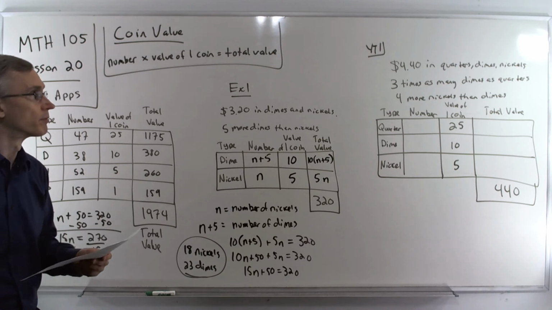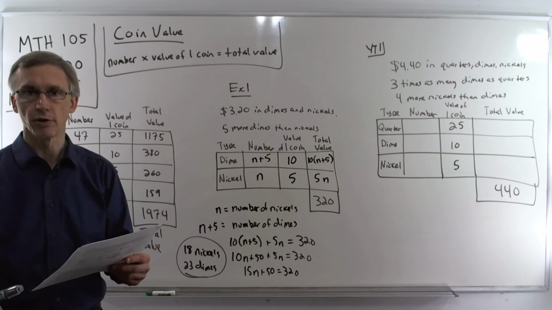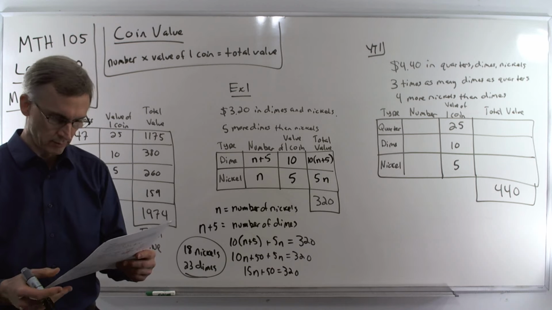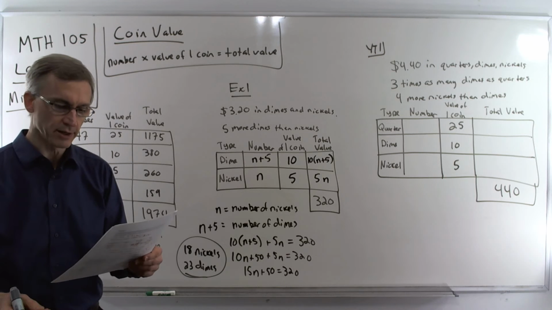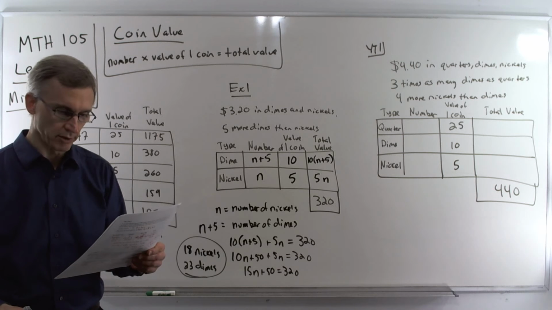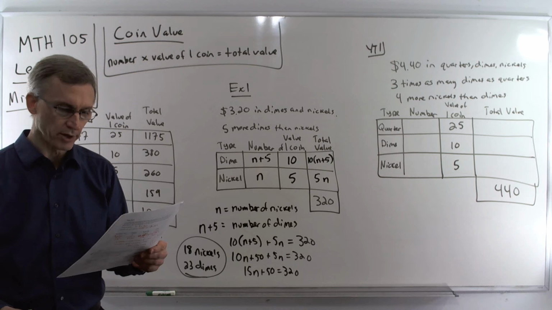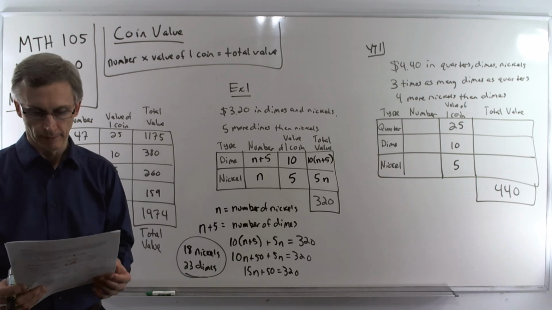Now your turn, number 1. This one's a little bit trickier because we've got 3 different types of coins. Malcolm has $4.40 in quarters, dimes, and nickels. He has 3 times as many dimes as quarters, and he has 4 more nickels than dimes. How many of each coin does he have?